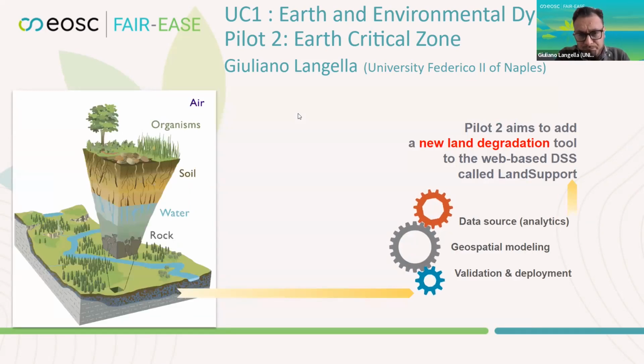In Pilot 2, we will explore different implementing opportunities in terms of both algorithms and pipelines, thanks to the availability of this Earth Analytical Lab developed in FAIR-EASE project. This lab will enable an enhanced access to satellite data, soil data, and therefore it will foster the creation of a model for land degradation within Pilot 2. Furthermore, this lab will facilitate any subsequent operations such as validation and deployment.